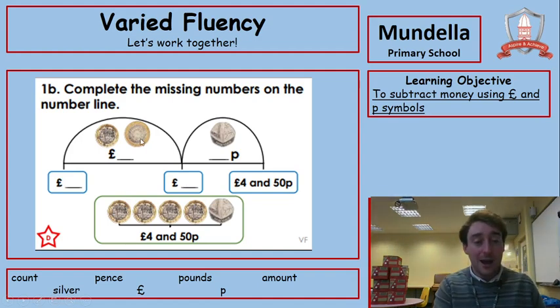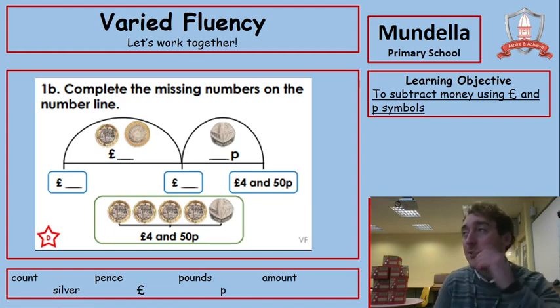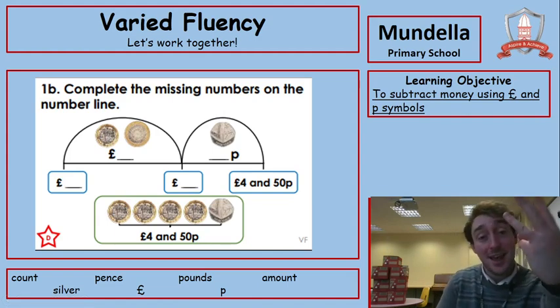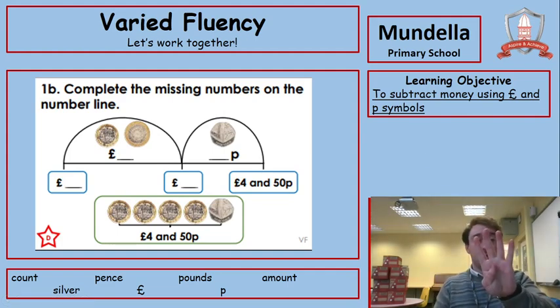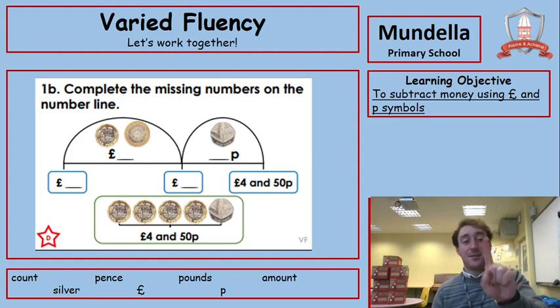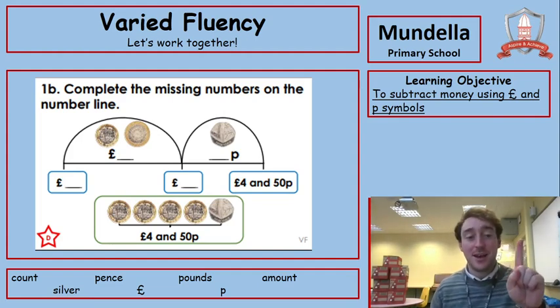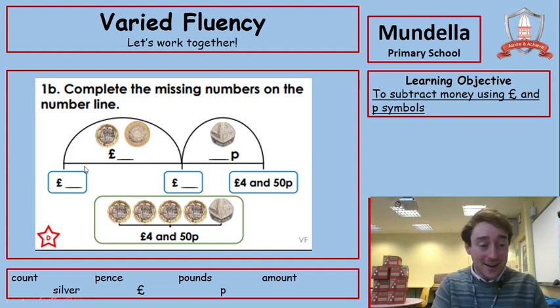And then we're going to take away some more, like a lot more by the looks of it. So you've got a £2 coin and a £1 coin. Now what's £2 add £1? Yes, £3. So we're going to do £4 take away or subtract £3. What's 4 take away 3? Here's my 4. Take away 3 of them. Left with the 1. I should have £1. So I should have £1 here, and I should have £4 here.